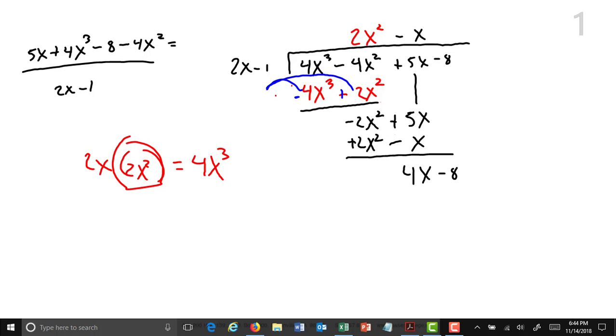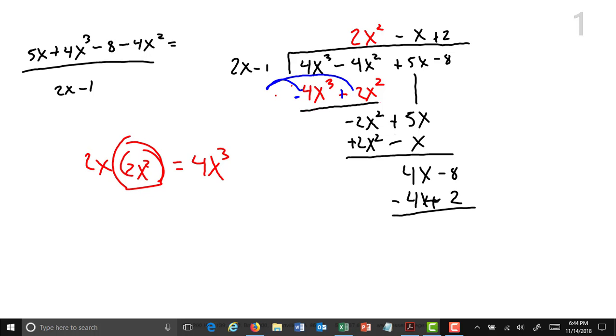So now I ask myself, what do I have to multiply 2x by to get 4x? Not an x, because I would get x squared. Yeah, a plus 2. So what's 2 times x? It is 4x. And 2 times minus 1 is minus 2, right? But since we're subtracting, we're going to have to change the signs and then add.